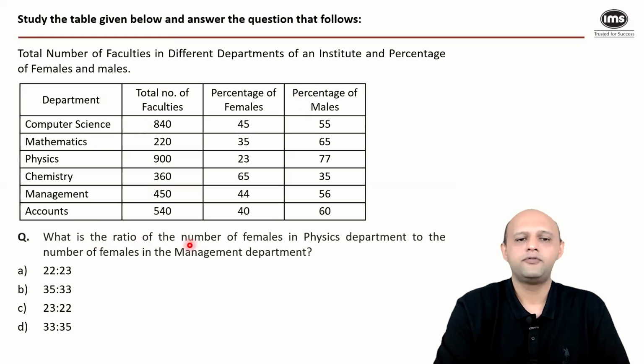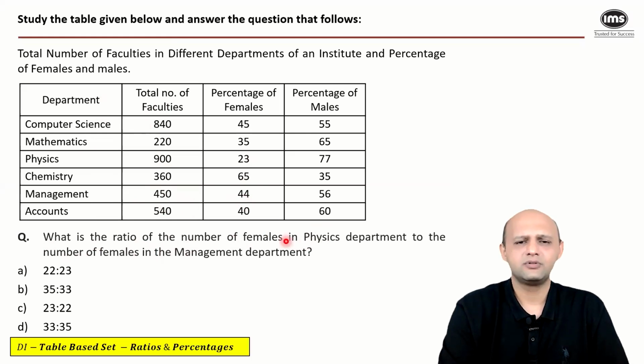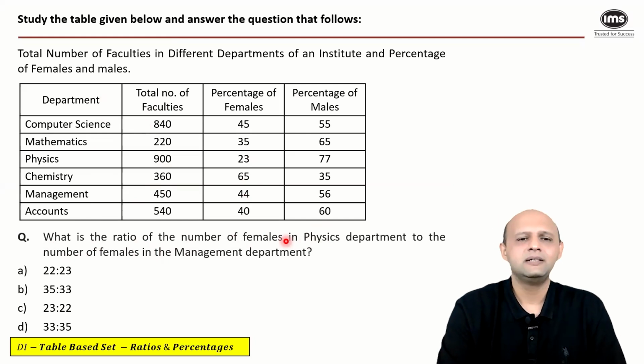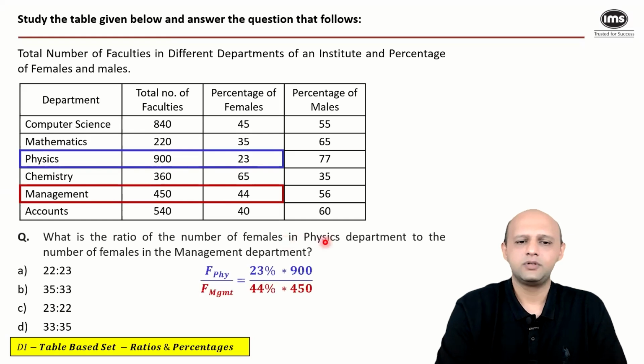What is the ratio of the number of females in physics department, which is 23%, to the number of females in the management department, 44% of 450? So basically, this is what we've been asked. A simple, straightforward set on table-based questions related to ratios and percentages and basic arithmetic. Now, this is physics, this is management, right? What is the ratio?